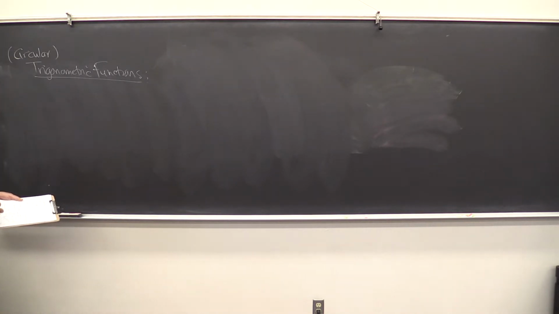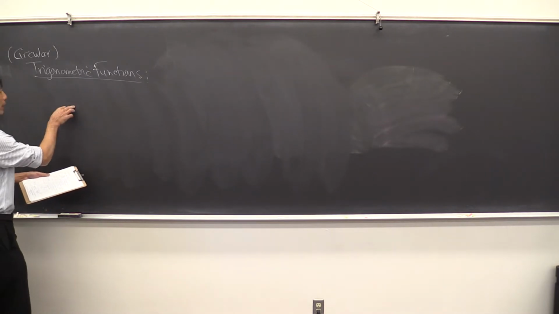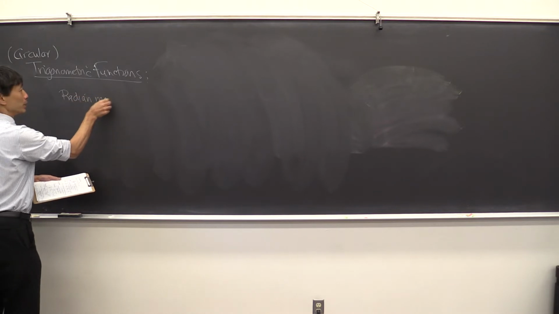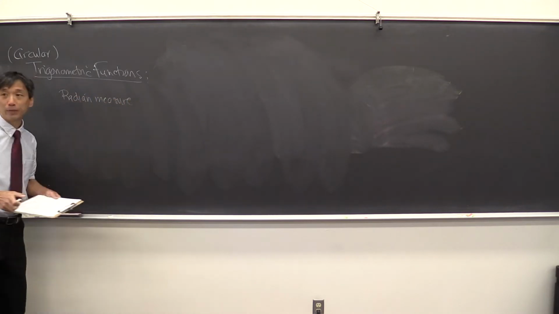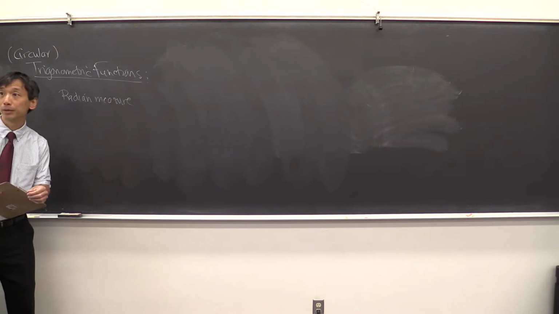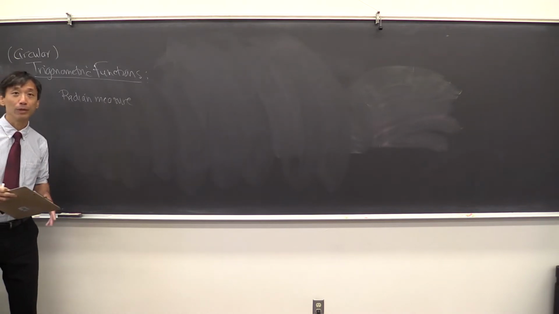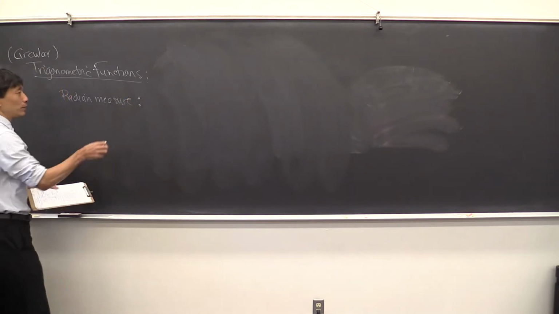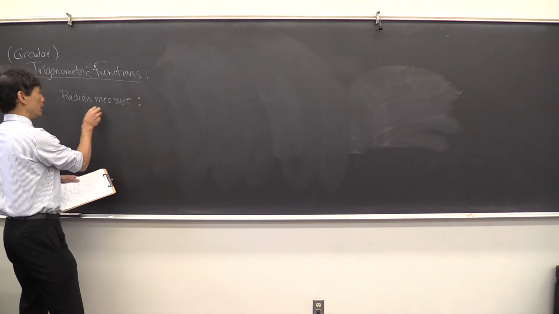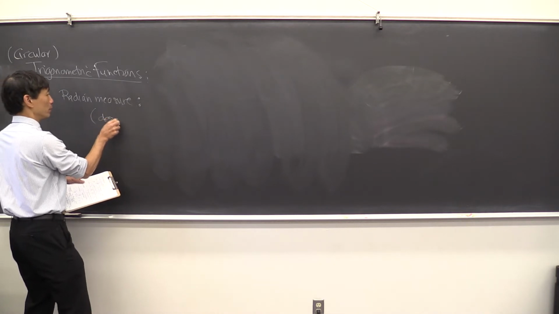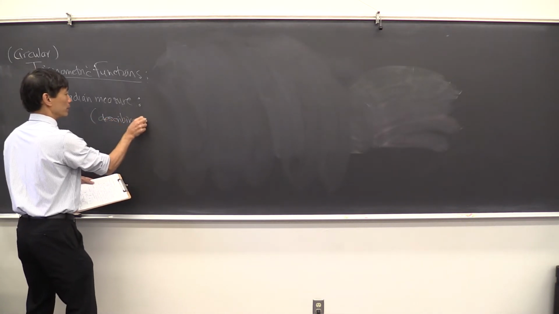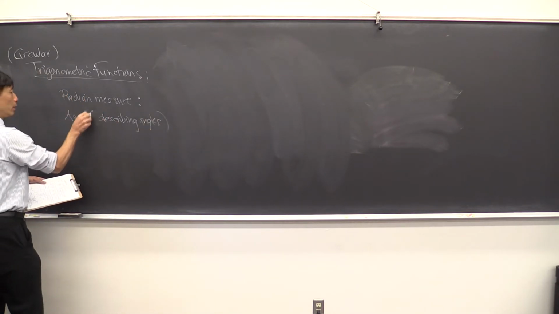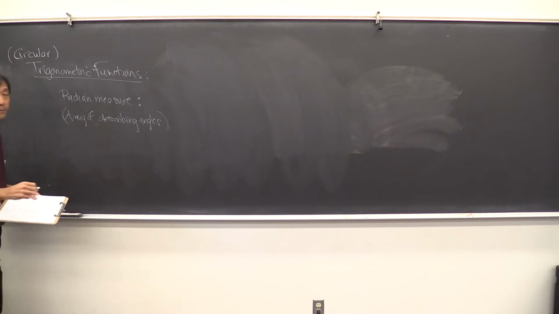Okay, so in order to get there, we're going to have to first talk about this thing called radian measure. How many of you have seen radian measure before? Okay, so some of you have and some of you haven't. It's just a way of measuring angles, a way of describing angles.